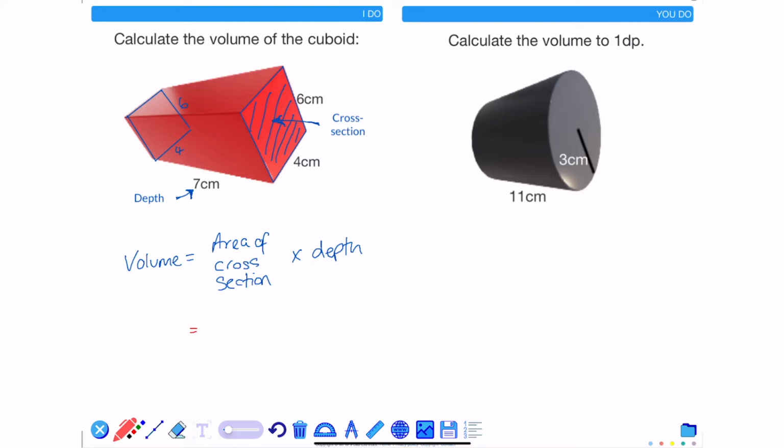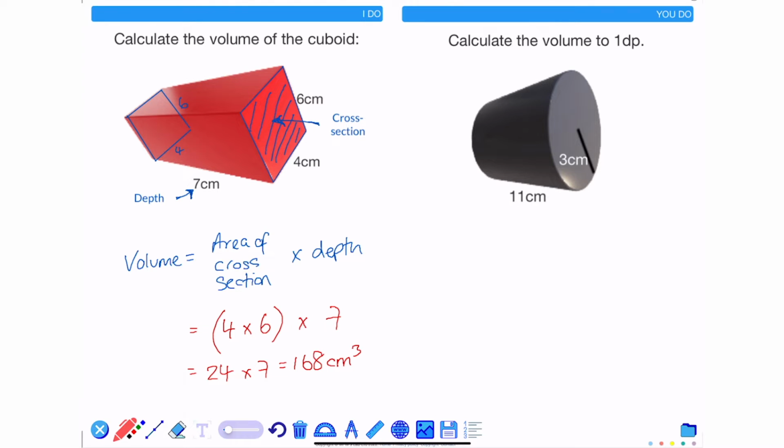The area of the cross-section, since it's a rectangle, will be base times height, so 4 times 6, and times it by 7 since it was the depth. 4 times 6 is 24, and times that by 7 is 168. Since each of the dimensions is in centimetres, the volume will be measured in centimetres cubed.